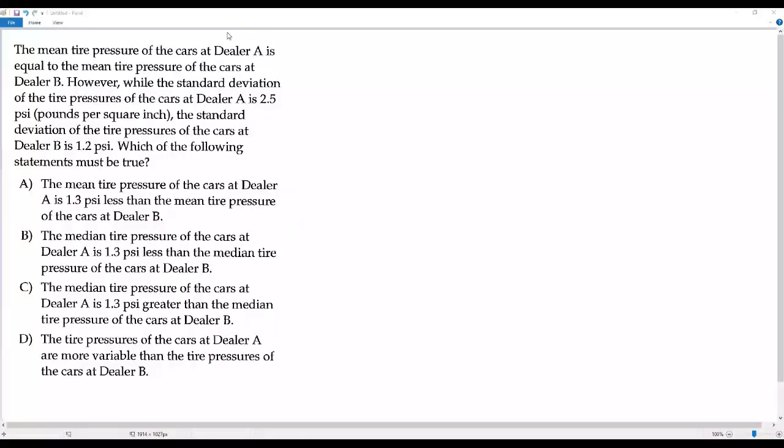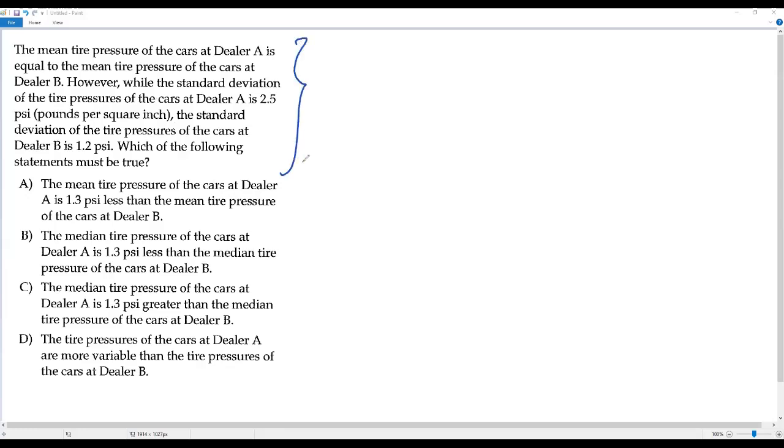Here we have a SAT math question. Okay, let's go to the information. The mean tire pressure of the cars at dealer A is equal to the mean tire pressure of the cars at dealer B. However, while the standard deviation of the tire pressures of the cars at dealer A is 2.5 psi, that is pounds per square inch, the standard deviation of the tire pressure of the cars at dealer B is 1.2 psi. Which of the following statements must be true?